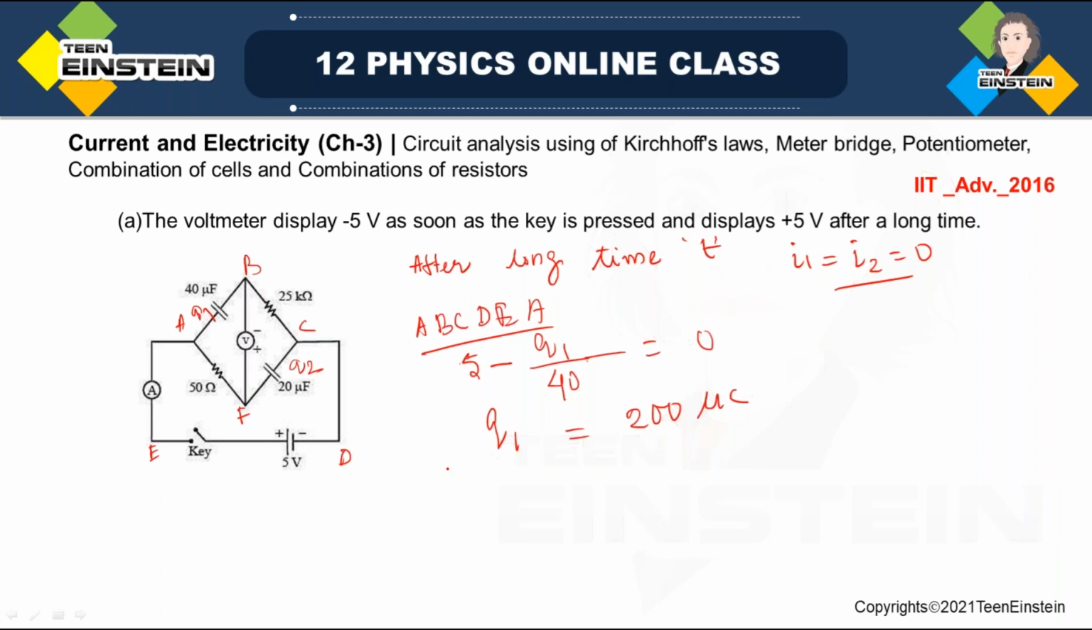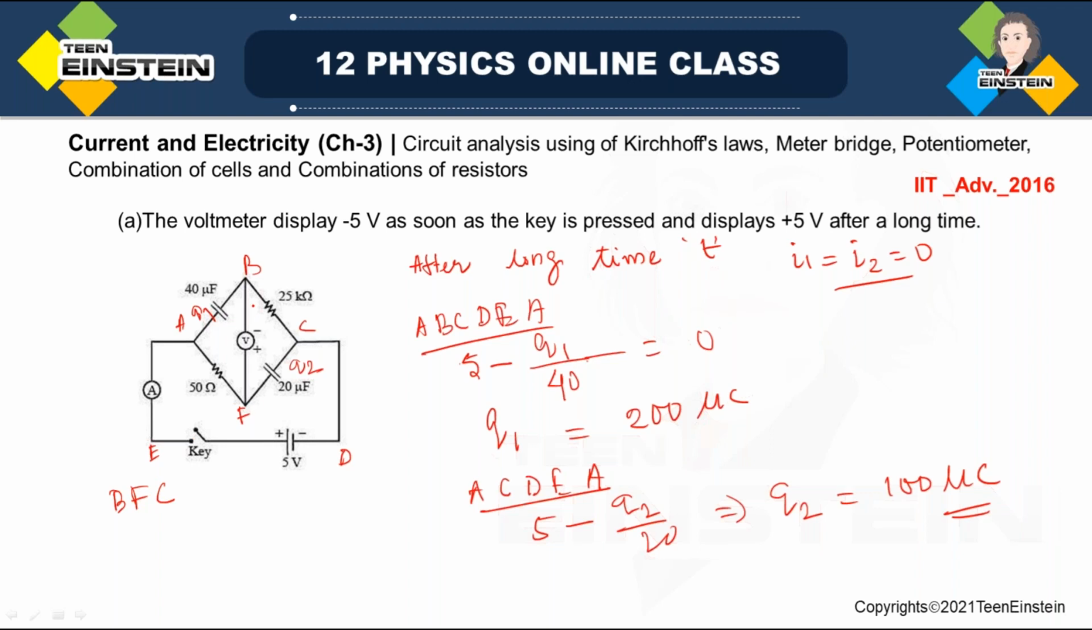Similarly, if we apply Kirchhoff's law for the loop A, C, D, E, A, we can write 5 minus Q2 by 20, which will give the charge Q2 to be 100 microcoulomb. Once you get these charges, can you find out the voltage? Now I'll choose a loop. Suppose I choose this loop, loop BFC.